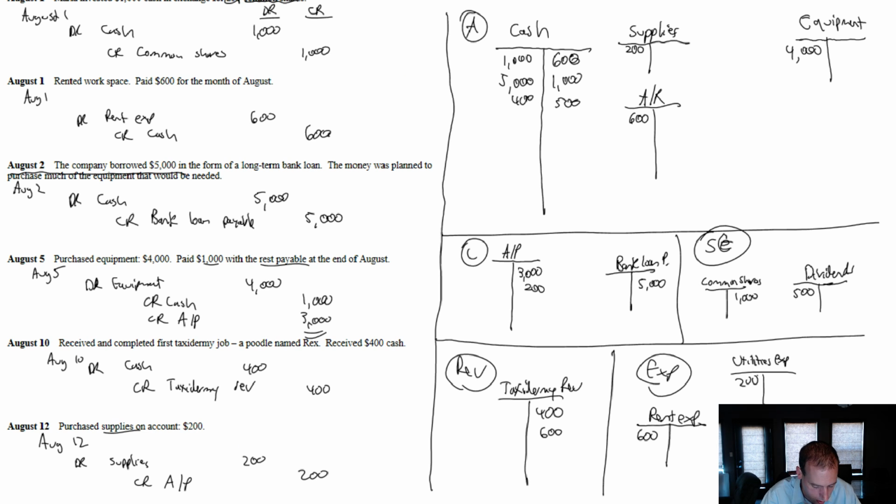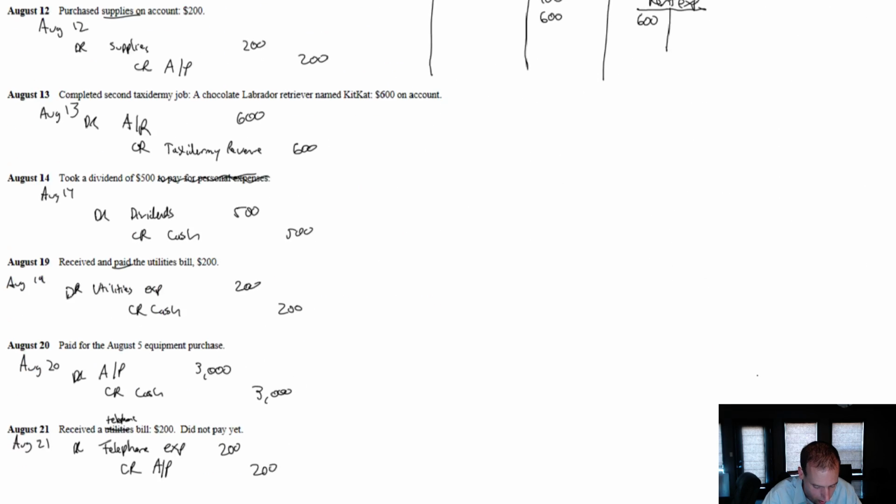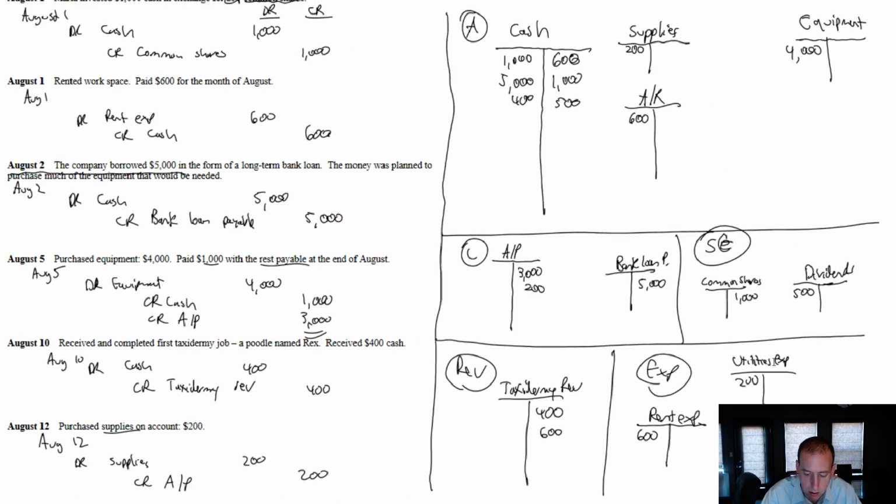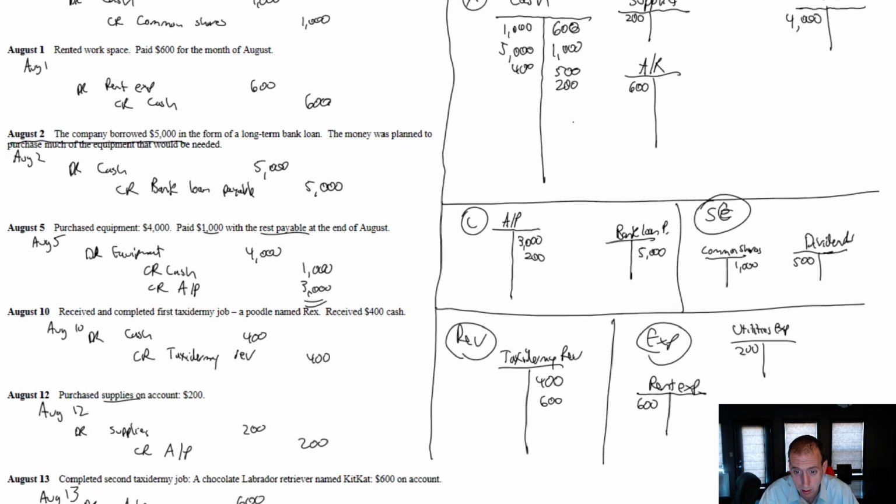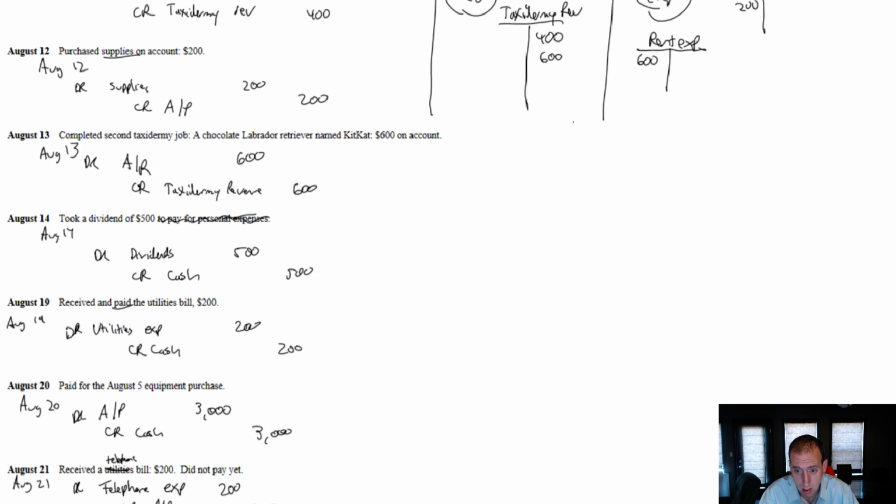Debit utilities expense for $200, and it was a cash expense, credit cash for $200. Sorry for scrolling up and down. I hope I'm not making you dizzy, but I just need to scroll a fair bit in this question. Can't think of a better way to do it.